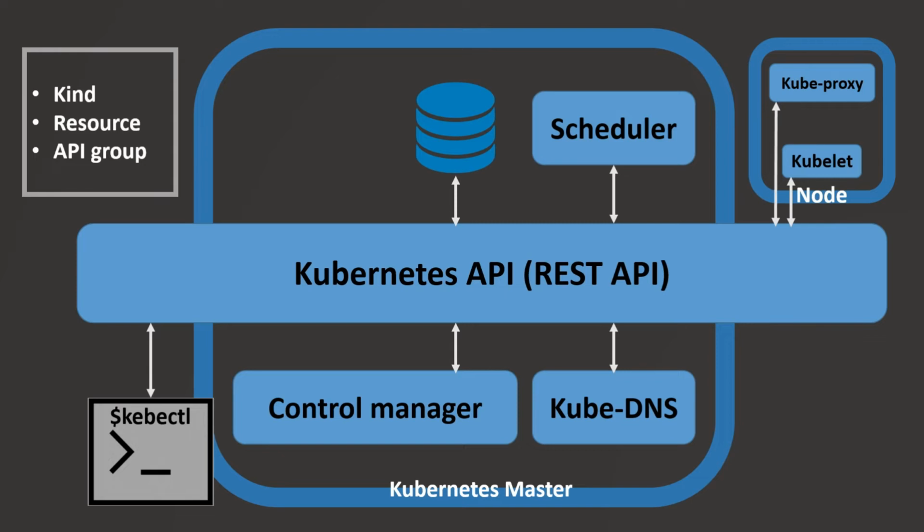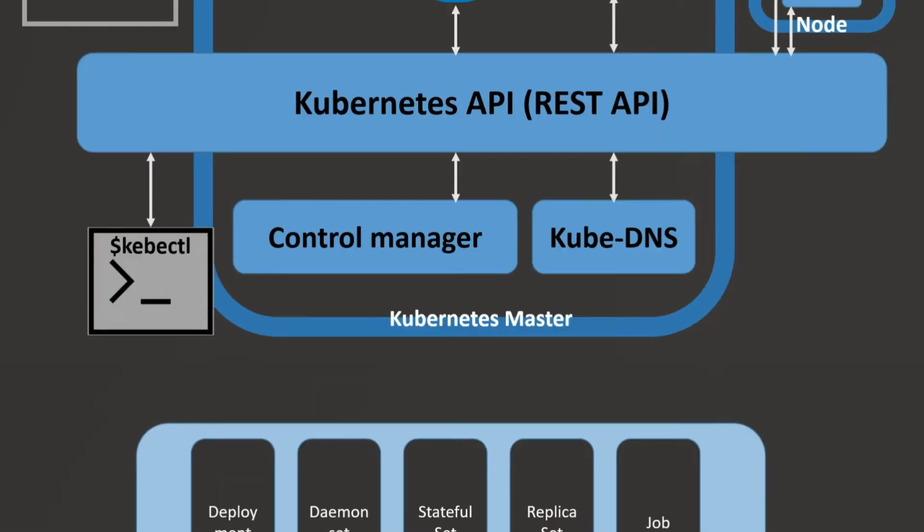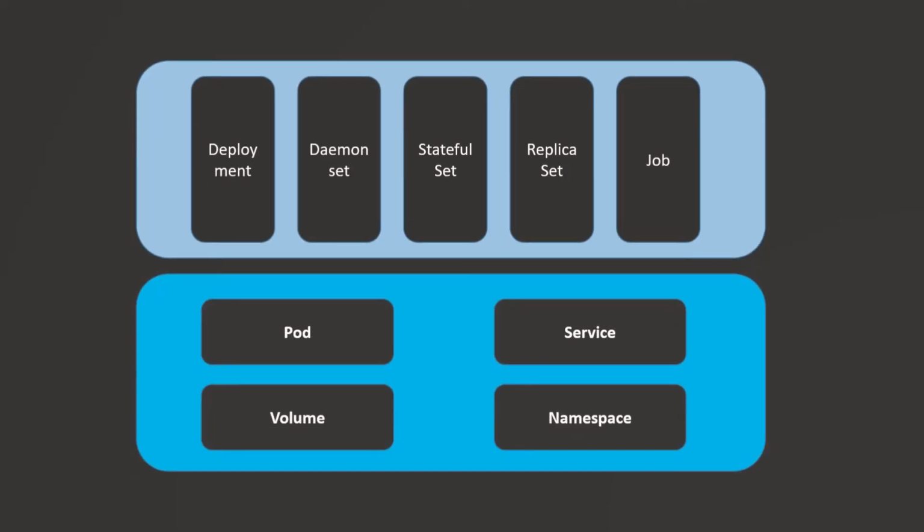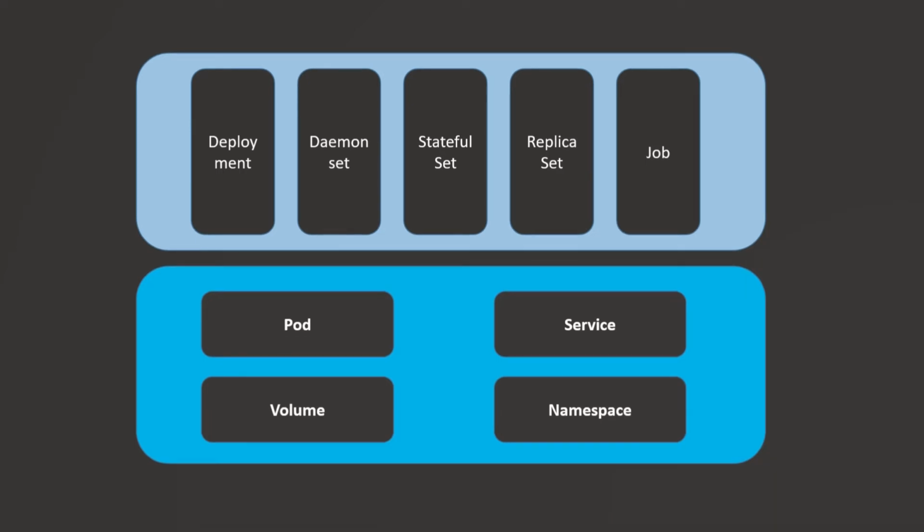Kubernetes contains a number of objects to represent information about your cluster. The basic Kubernetes objects are pod, service, volume, and namespace. Building upon the basic objects, Kubernetes has a number of features. These features include deployment, daemon set, stateful set, replica set, and job.